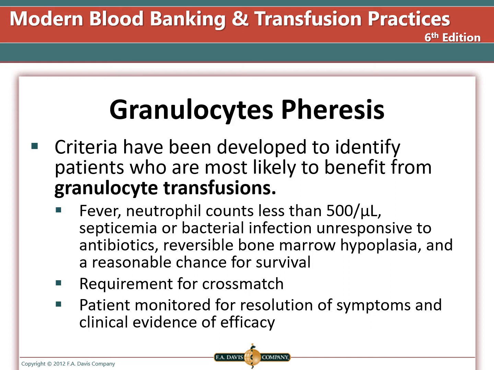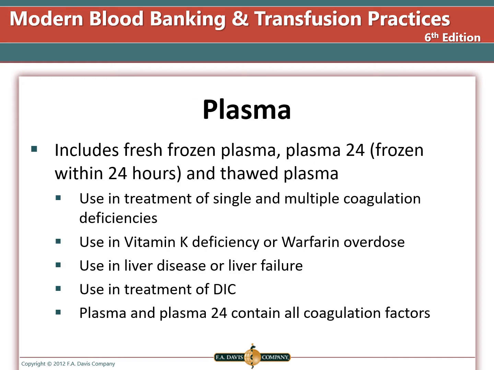Granulocytes apheresis is not a product that is commonly used in most blood banks. The criteria for transfusion of granulocytes would be fever, neutrophil counts less than 500 per microliter, septicemia or bacterial infection unresponsive to antibiotics, reversible bone marrow hypoplasia, and a reasonable chance for survival. This product requires a cross-match. The patient must be monitored for resolution of symptoms and clinical evidence of efficacy.